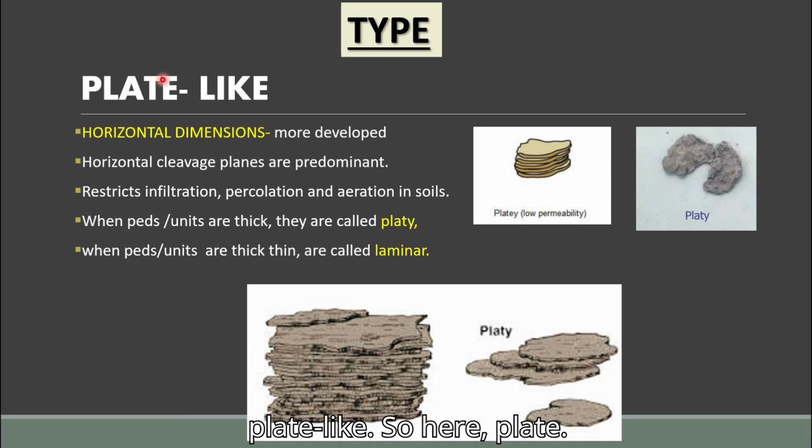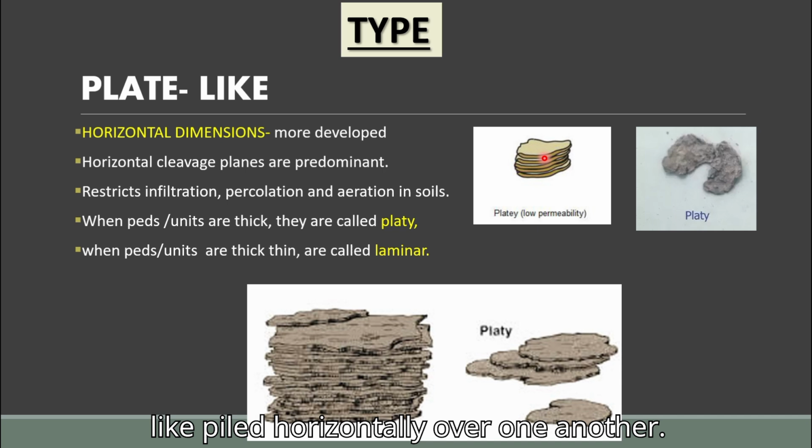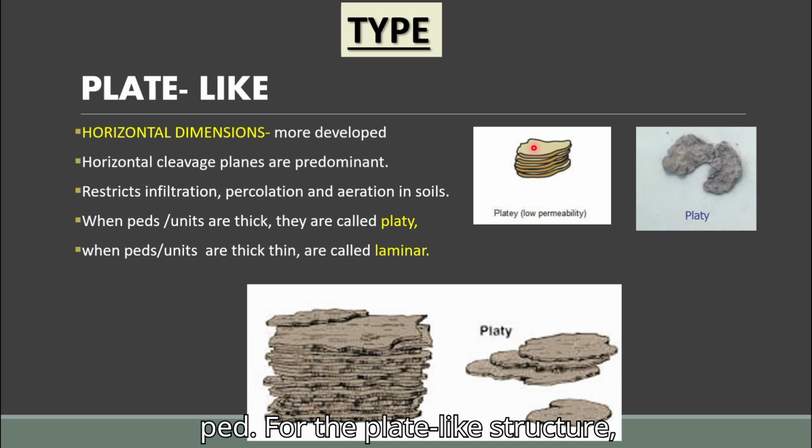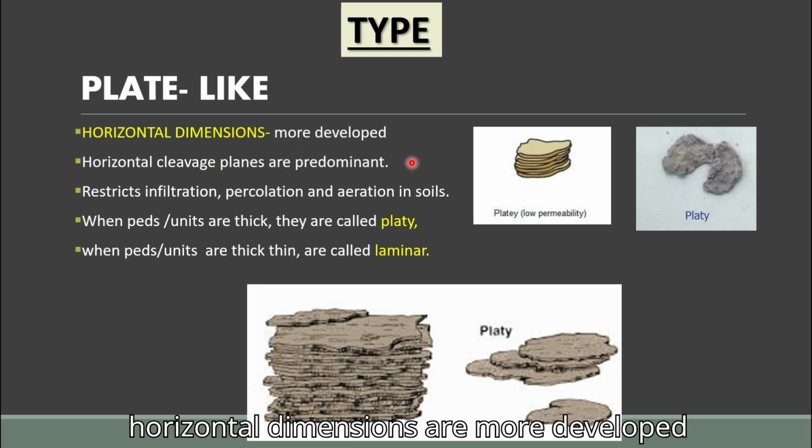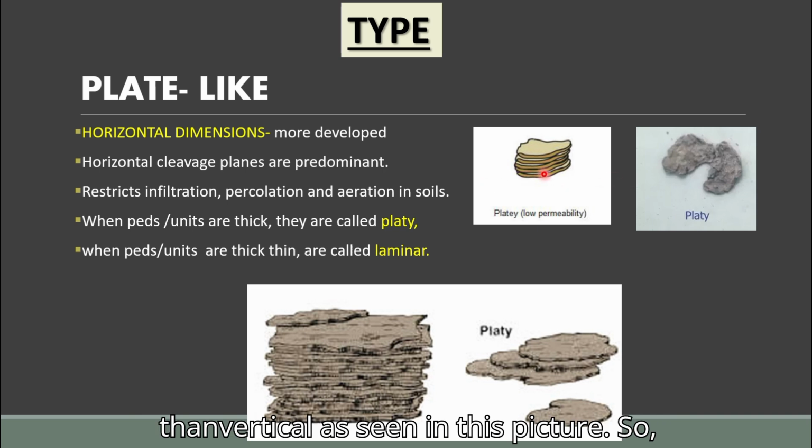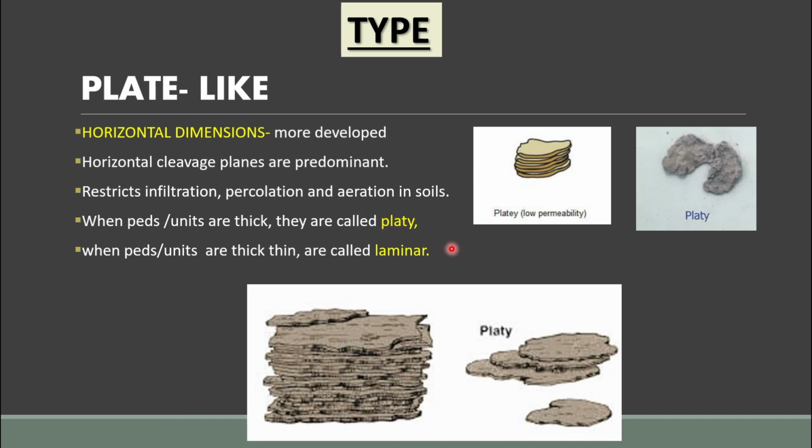First one is plate-like. Plate means this one. This is the structure of a plate. Here, the soil particles are aggregated into a thin plate-like structure, piled horizontally over one another. The single sheet we can call a unit or bed. For the plate-like structure, horizontal dimensions are more developed than vertical, as seen in this picture. When the size of bed is very thick, we can call it platy, or when the size of bed is thin, we can call it laminar.